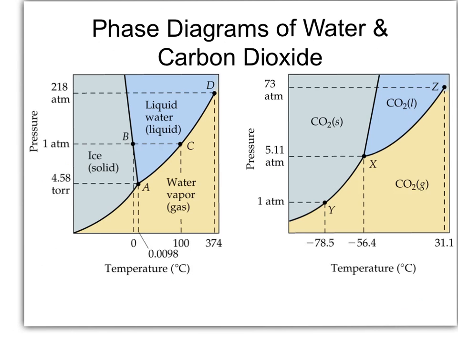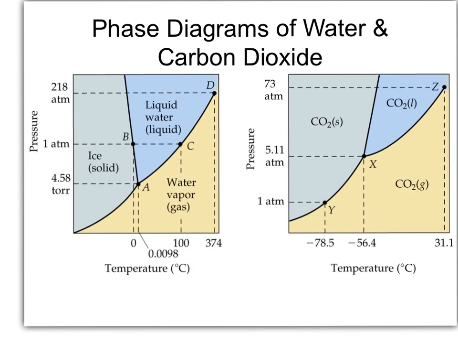Let's compare the phase diagrams of water on the left and carbon dioxide on the right. If I was to go to standard pressure at sea level, which is 1 atm, and go to the first intersection and drop down, I would record 0 degrees Celsius, and that would be my freezing point or my melting point. If I continued on and dropped down, I could record the boiling point or the condensation point of water.